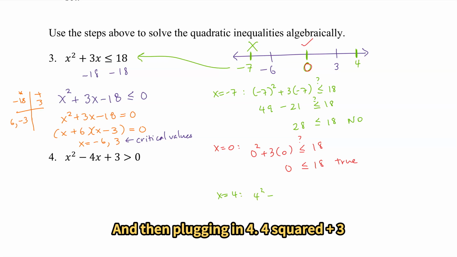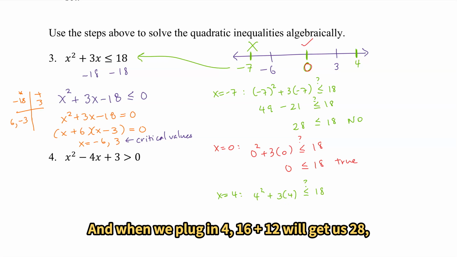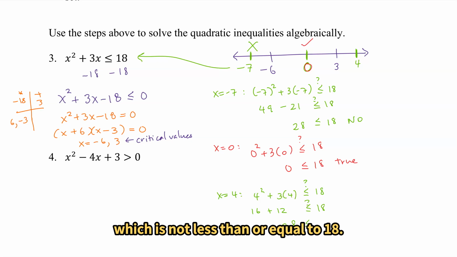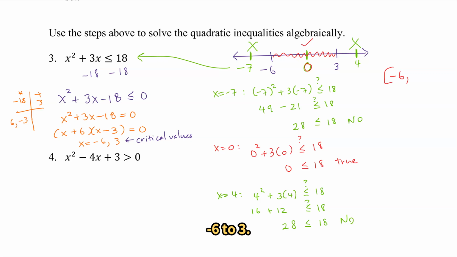4 squared plus 3 times 4, is that less than or equal to 18? When we plug in 4, 16 plus 12 will get us 28, which is not less than or equal to 18. To solve the inequality x squared plus 3x less than or equal to 18, we're looking at the interval between our critical values, -6 to 3.